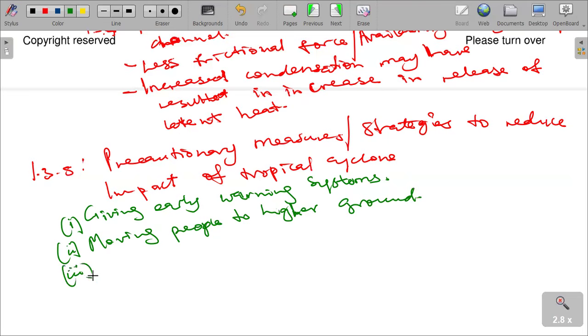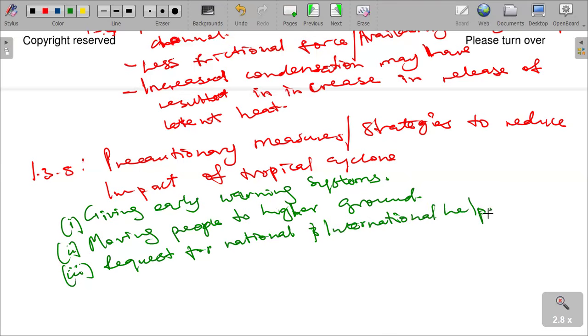We can talk about requesting national and international help or intervention that can also help in terms of alleviating the effects of tropical cyclones.